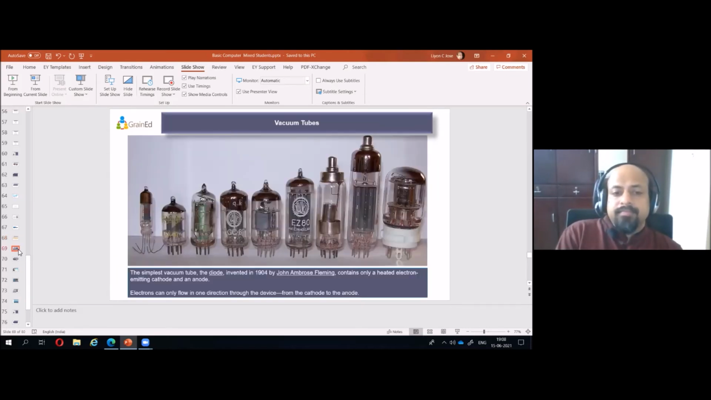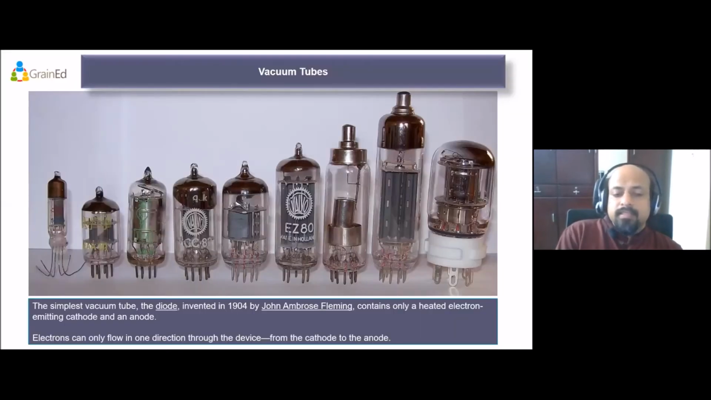And then another invention was this one, vacuum tubes. These were also called diodes. Have you seen vacuum tubes? Anyone have vacuum tube radios, old big radios, in your home, or your father's home, or mother's home, grandparents? Have you seen big vacuum radios? I think it was there.